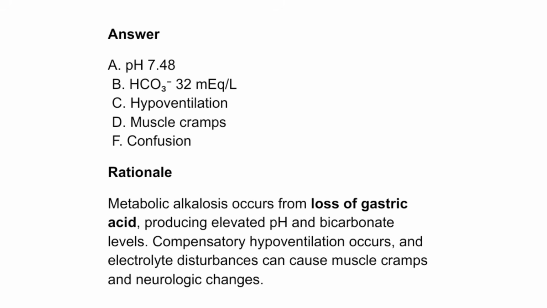Answer. A. pH 7.48. B. HCO3 32 milliequivalents per liter. C. Hypoventilation. D. Muscle cramps. F. Confusion. Rationale. Metabolic alkalosis occurs from loss of gastric acid, producing elevated pH and bicarbonate levels. Compensatory hypoventilation occurs, and electrolyte disturbances can cause muscle cramps and neurologic changes.